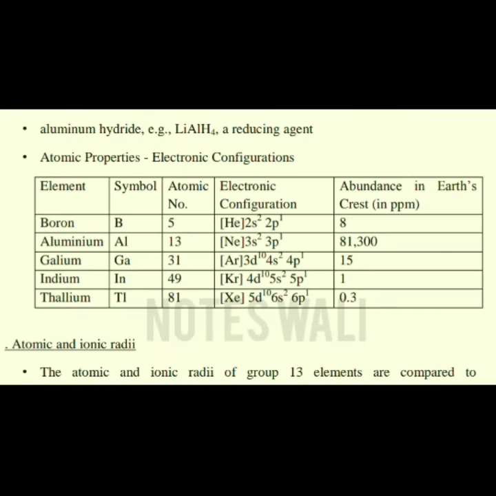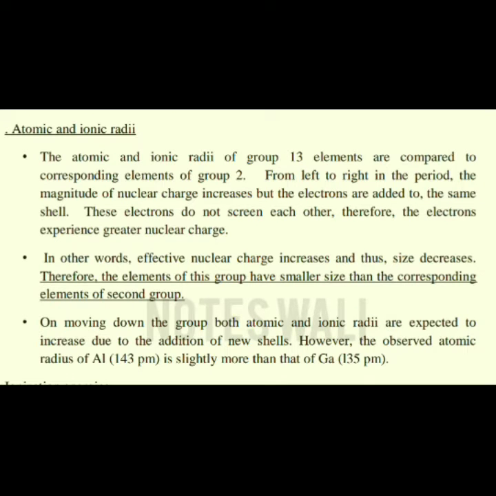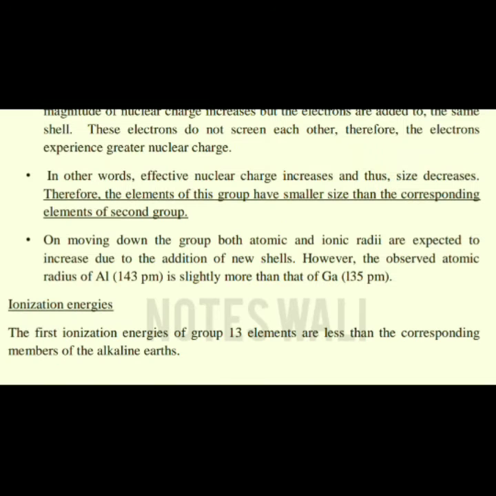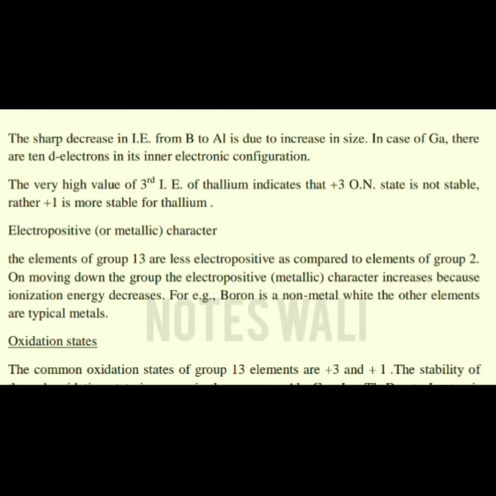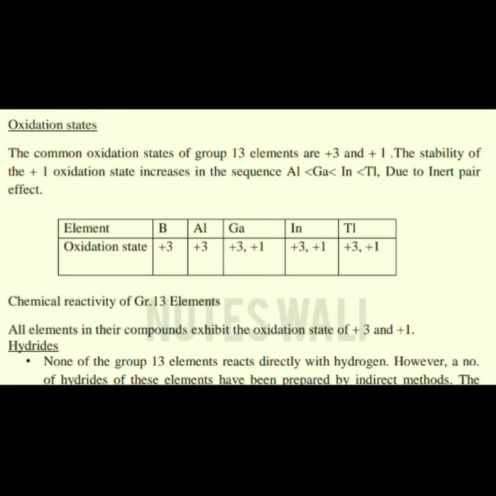You can see this table is about the group 13 elements, their electronic configuration and other physical properties. As we know, on going from left to right in a period, atomic and ionic size decreases. Their first ionization enthalpy is very low as compared to the alkaline earth metals. These elements are electropositive or metallic in character. The elements of this group show variable oxidation states and the most common are +3 and +1.